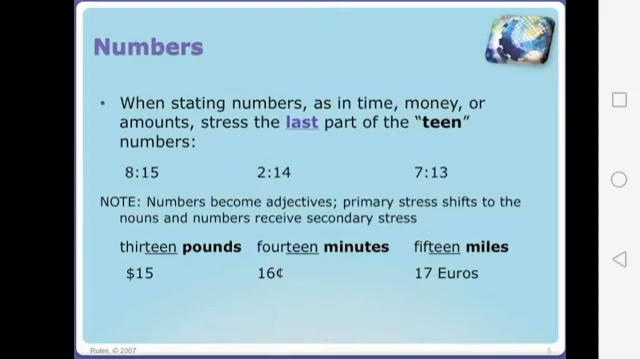Be aware of something. When numbers become adjectives, we put the primary stress on nouns and we don't put the stress on numbers. Look at example number 1. 13 pounds. By the way, we pronounce it pounds. We omit the D. The D is silent. Again, 13 pounds. You have to put the stress on pounds, not 13.